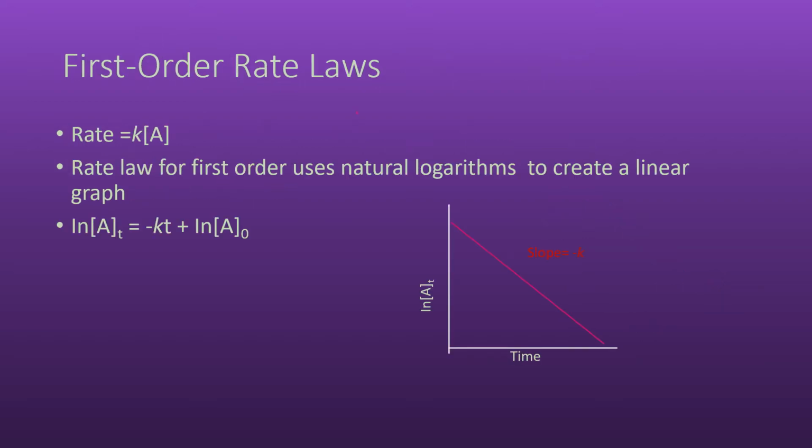For our first order reactions, the rate is equal to K times the concentration. For the first order to be able to plot a straight line, we will do the natural log of A. And so what we're doing is plotting the natural log of A at a time interval versus time. And so our K would be equal to the negative slope of this.